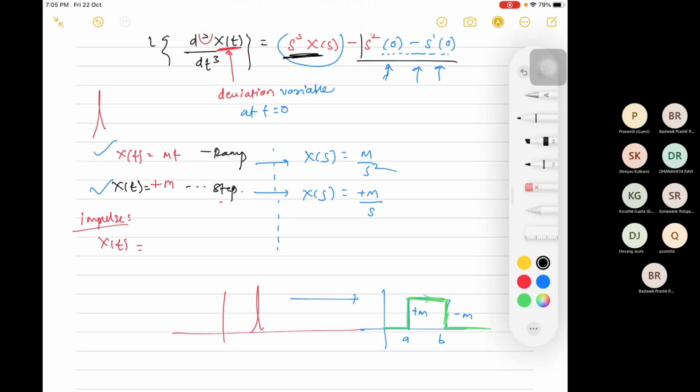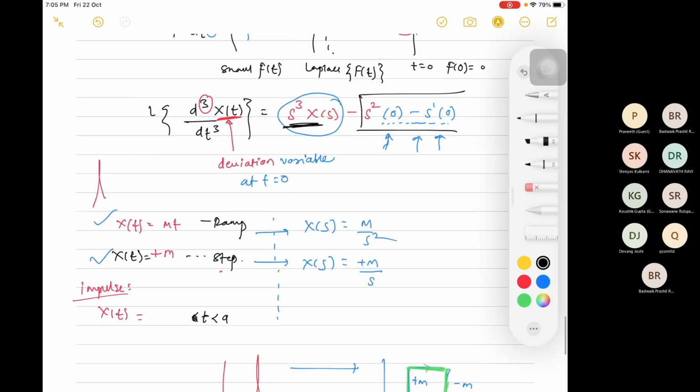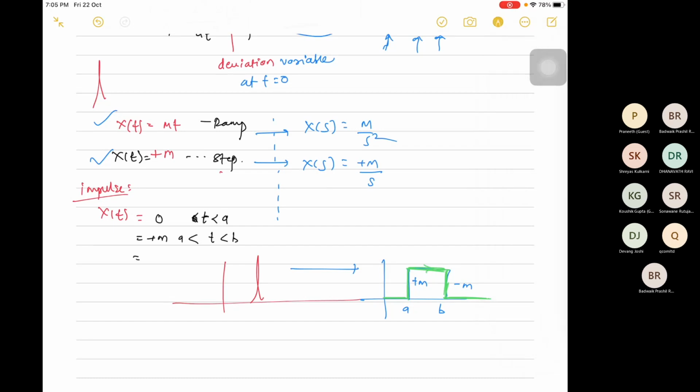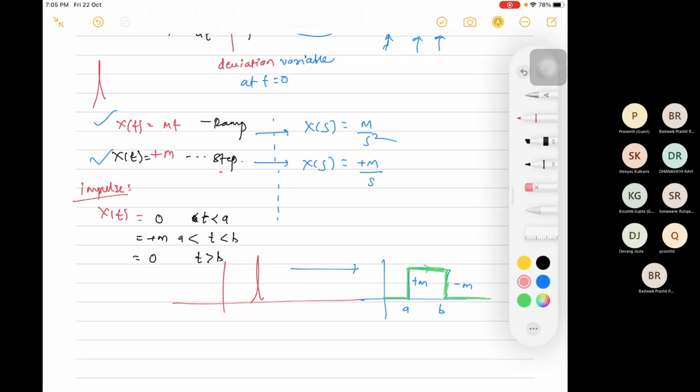So can I write, if time t is less than a, then my input is 0. When time is between a and b, I have the value plus m, and it is equal to 0 when time is greater than b. So this is the representation.